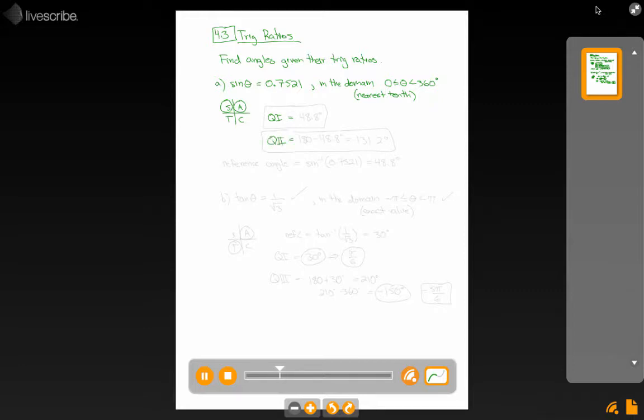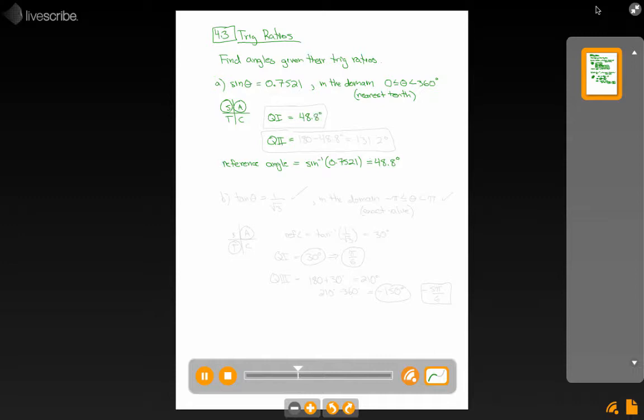My next job is to find the reference angle. To find the reference angle, I'm going to use my calculator and say inverse sine, second function sine, of 0.7521. To the nearest tenth, I get that answer to be 48.8 degrees, which for this particular question, 48.8 degrees in quadrant 1 is 48.8 degrees. So that is one of my answers.